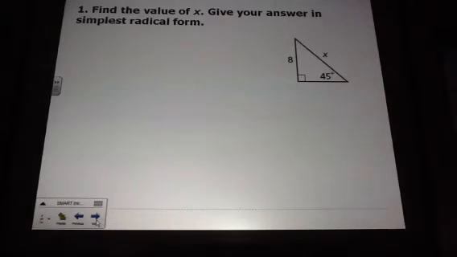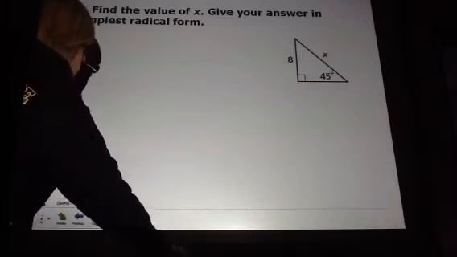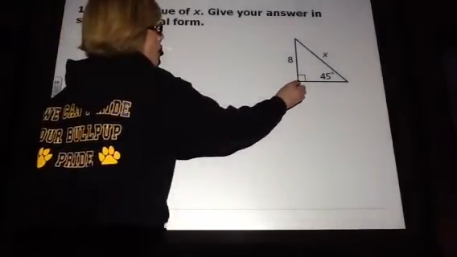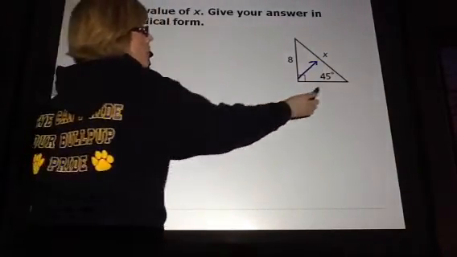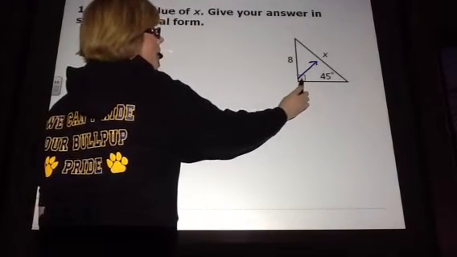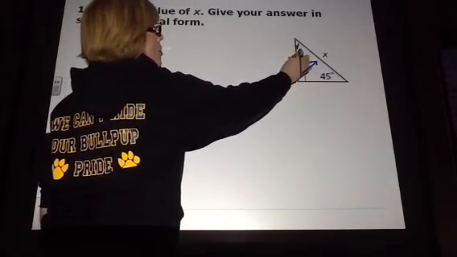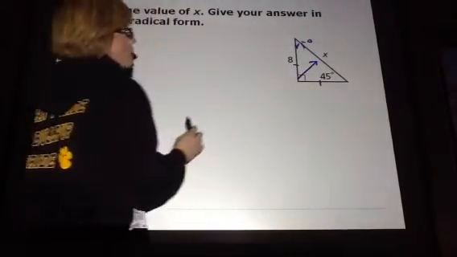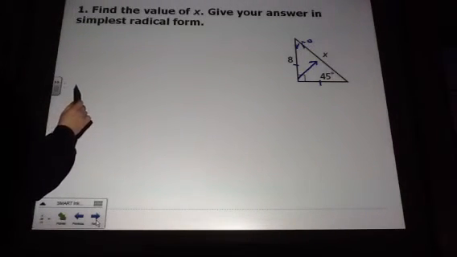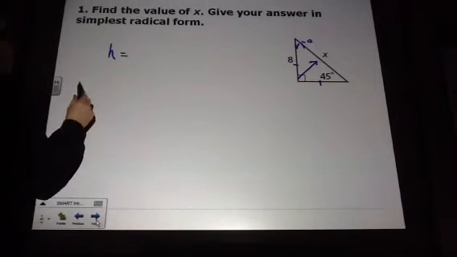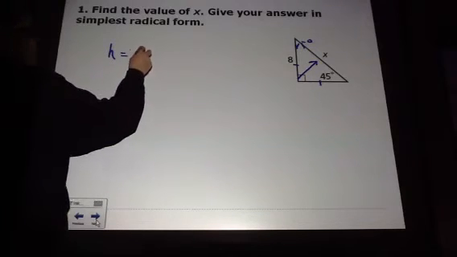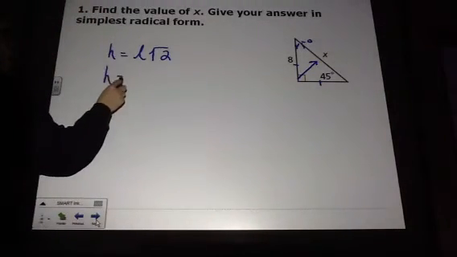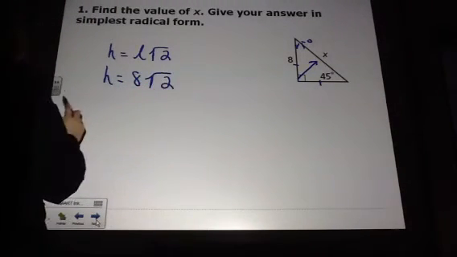All right, sorry about that, guys. So what we're trying to solve here is x, and x is our hypotenuse. Well, if this angle is 45 and this angle is 90, then you know this angle here is 45 because of your triangle angle sum. So we have an isosceles triangle. So your hypotenuse from your 45, 45, 90 is your length times square root of 2. Well, your length is the leg, so your hypotenuse is 8 times the square root of 2.